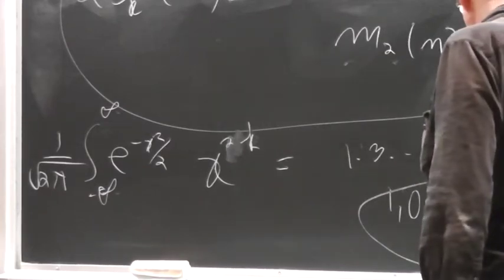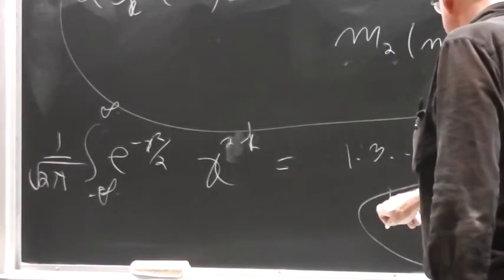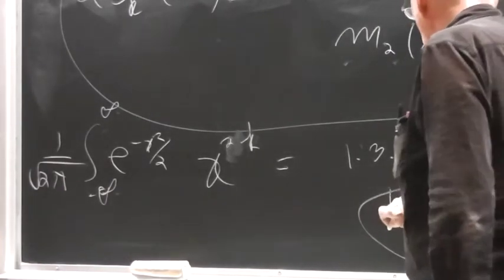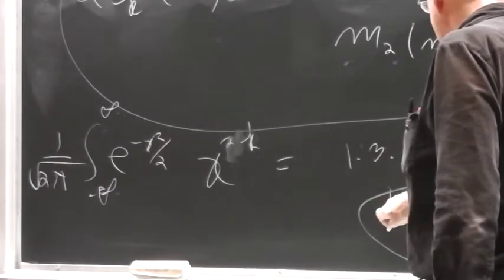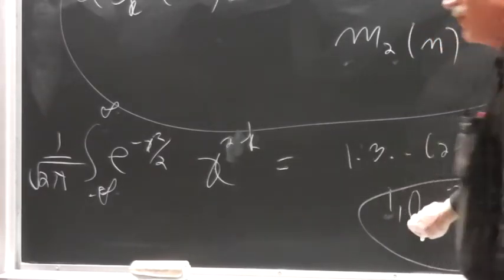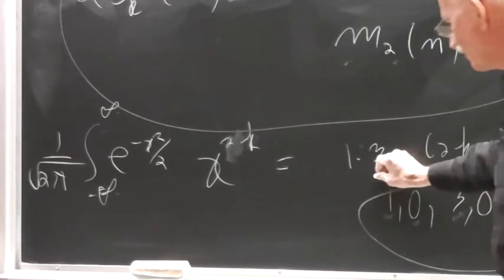Just erase the 0 and the 5. Oh, no. Also, this is a 1. No, sorry, 1, 3. No, this is the second moment. That's the third moment. It's called the skewness. Right. This is the fourth moment. It's called the kurtosis.